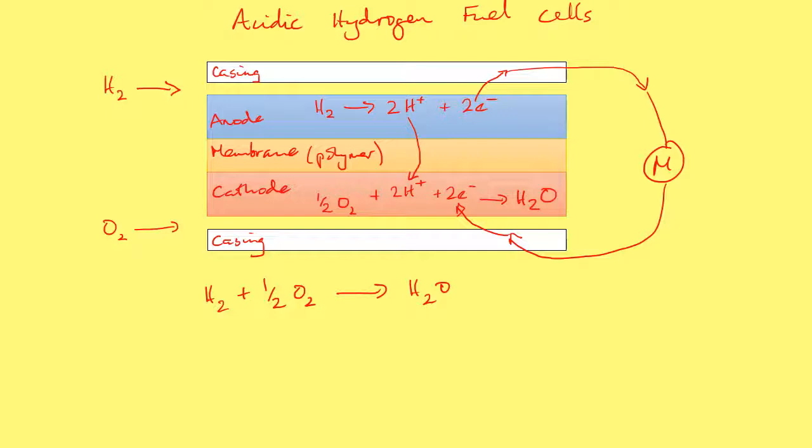And you can also get an alkaline fuel cell. So let's use the same arrangement of our casings and our electrodes. All right, so this is still going to be our anode. This is still going to be our cathode. Our oxygen is still going to come in here, and our hydrogen is still going to come in here.